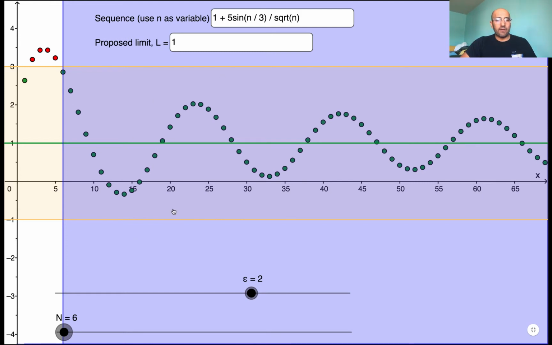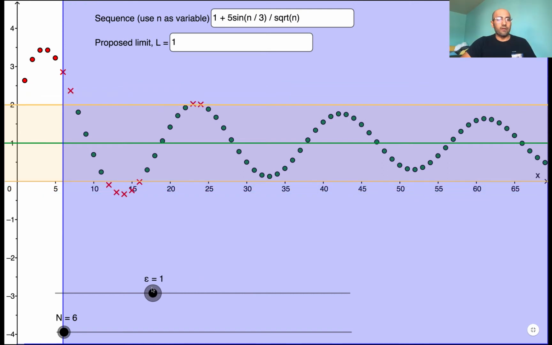How can I confirm that this sequence is going to converge to 1 with such a wide band? Let's make the band even thinner. Let's squeeze it down to 1. Let's make it 1 there. So you see now there's going to be more values that fail.